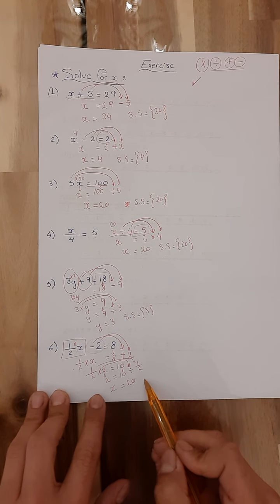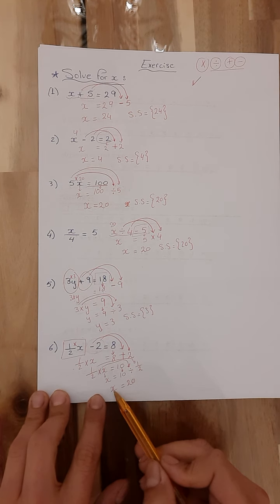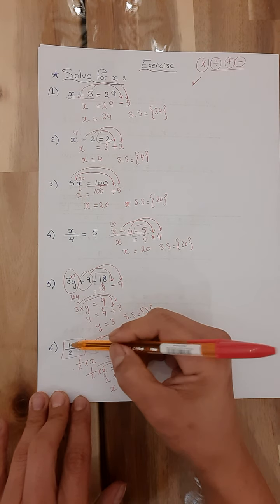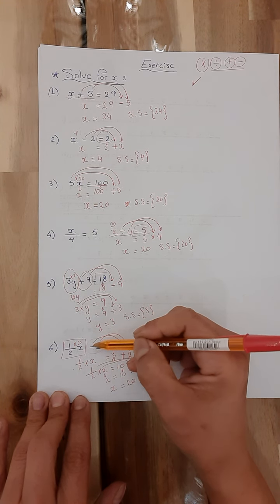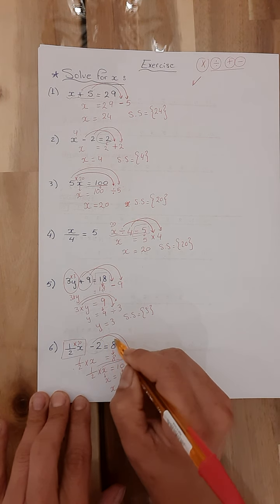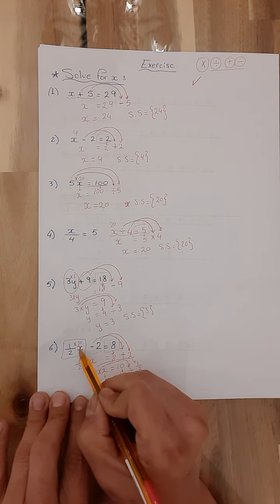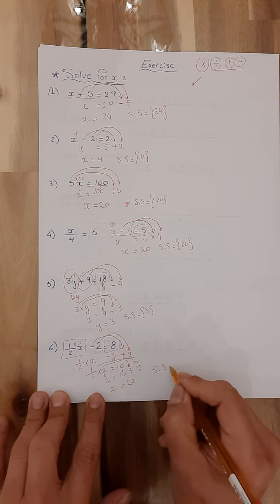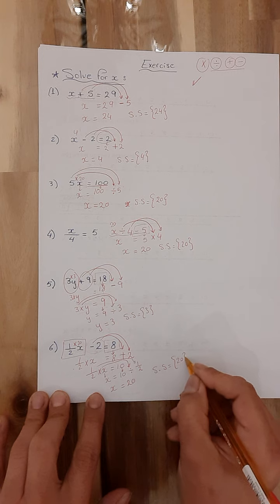Before you write it in the solution set, check it. Remove x from the problem and put 20, and do it on the calculator: half times 20 minus 2, and press equal. If the result is 8, then yes, x is 20. And now, after you check it, write it in the solution set, which is 20.